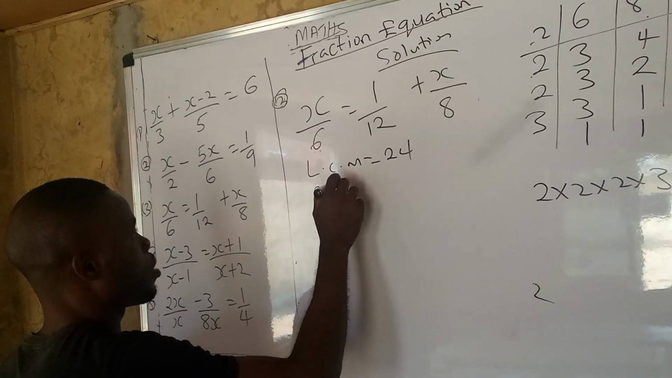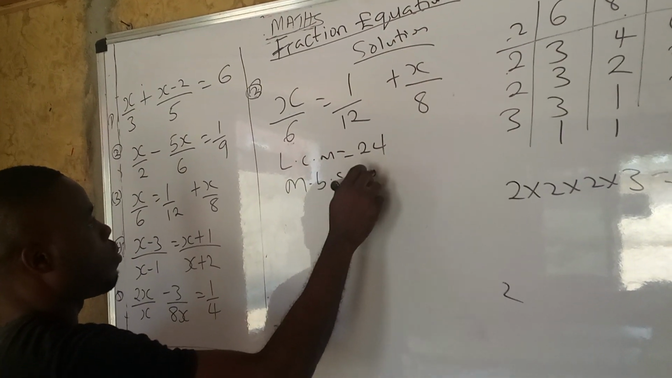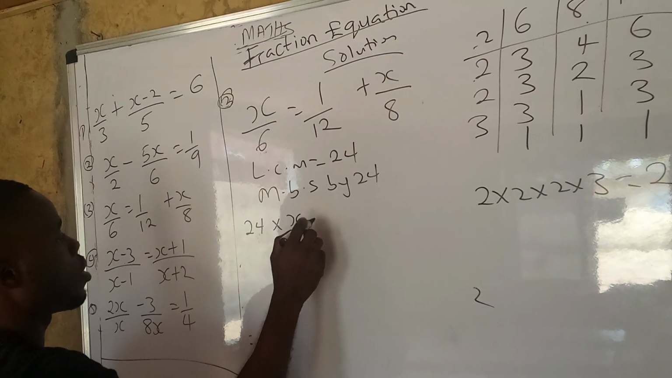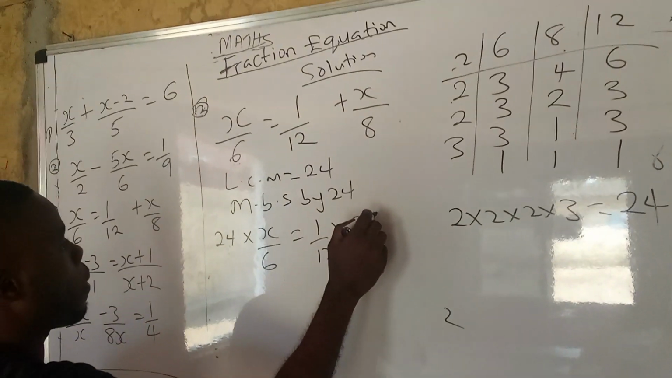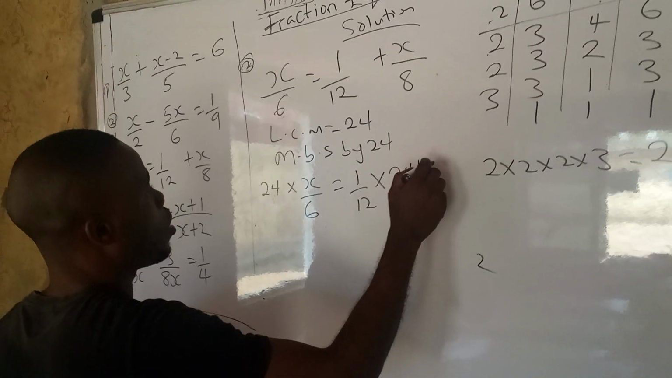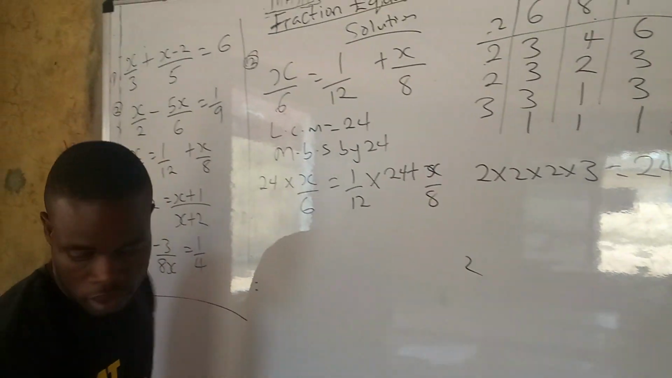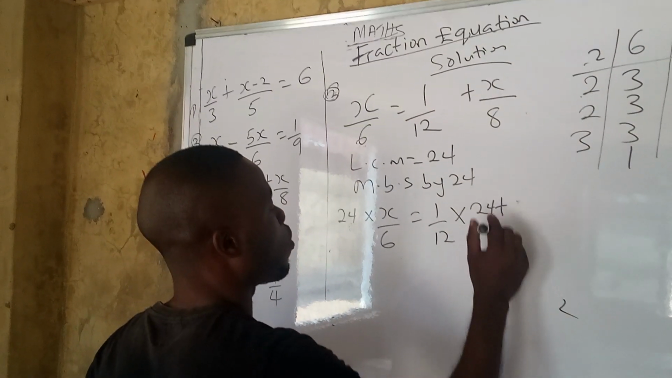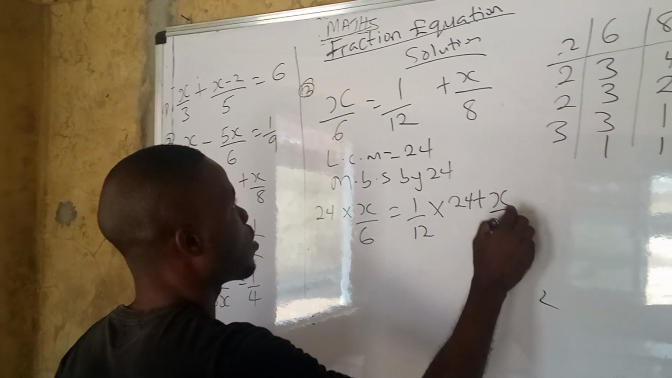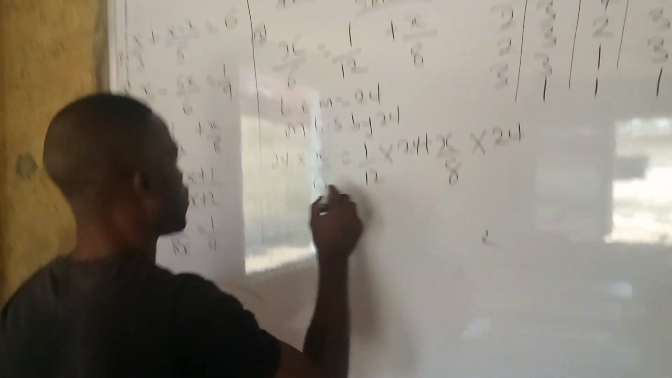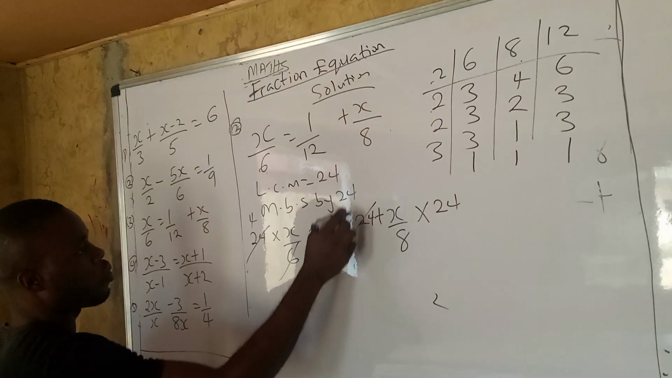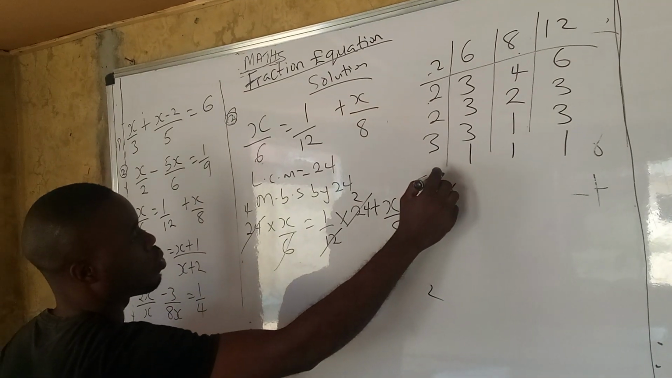So we multiply both sides by 24. So you have 24 multiplied by x over 6 equals 1 over 12 multiplied by 24 plus x over 8 times 24. So 6 in 24, you have 4. 12 in 24, you have 2. And 8 in 24, you have 3.